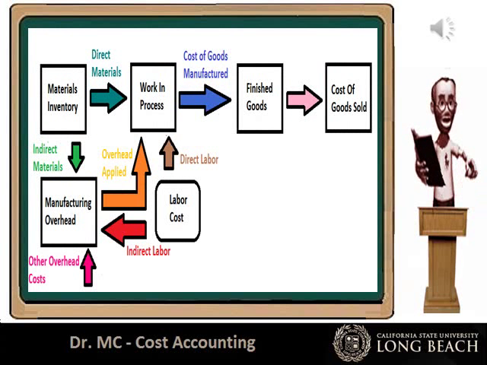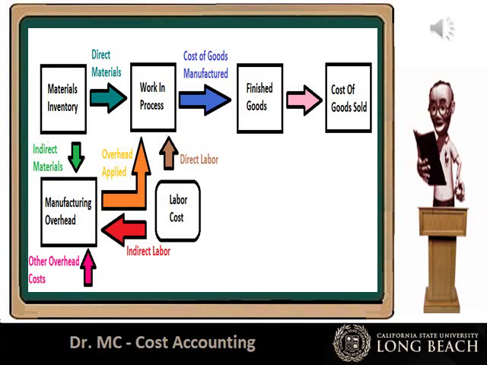This slide gives you a brief overview of the accounts used in a job order costing system. When raw materials are purchased, their cost is added to a materials inventory account. When direct materials are requisitioned, their cost is transferred from the materials inventory account and added to the work in process account. This transfer is represented by the teal or blue-green arrow. Work in process is an inventory account where the costs of incomplete jobs are kept.